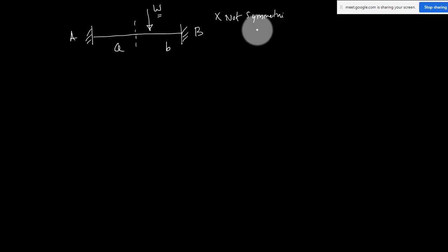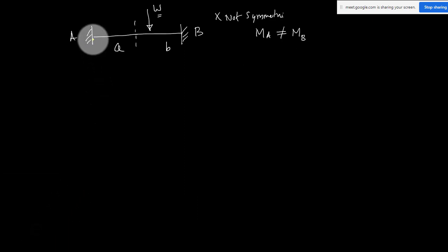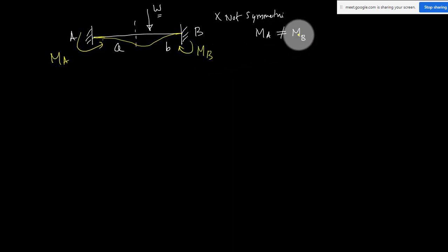Not symmetric means your MA and MB will not be equal. But one thing is clear, the direction of MA and MB will not change, because the deflected shape of your beam will be something like this. The deflected slope should be 0 at these two ends. So here your MA will be anti-clockwise and MB will be clockwise. So MA is not equal to MB. Can you see what MA and MB are? What is the relation? Which will be higher? Because this load is acting more near to the support B, that means your MB will be more than MA.